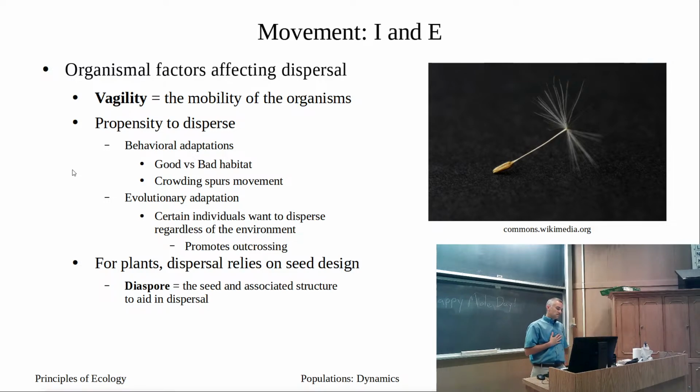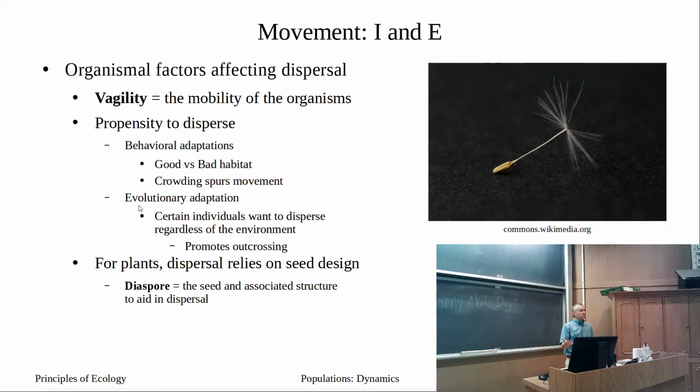Evolutionary adaptations could be tied to behavior, but with evolution, for some reason, certain individuals, certain organisms, have a desire to move regardless of the conditions, regardless of the environment. Our organism could be in the best habitat possible, yet they still move. And the question is why? Why would they do that? They didn't receive any cues that said conditions are declining. They didn't receive them, yet they still said, I need to move. Why is that?